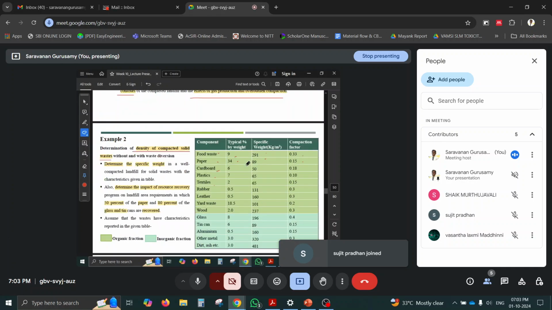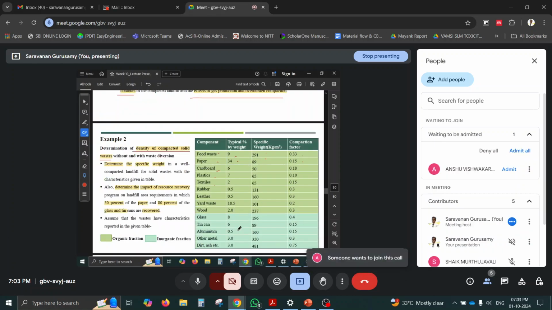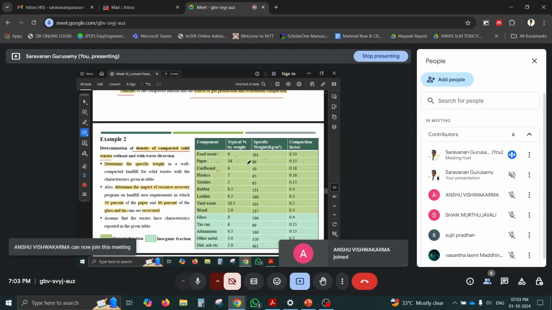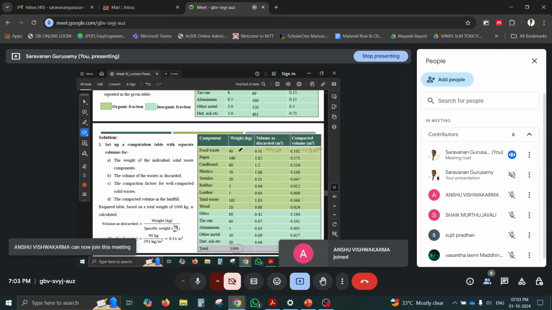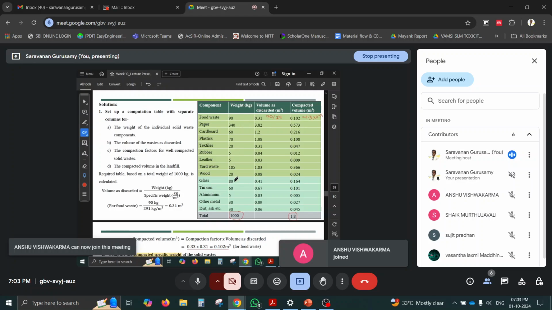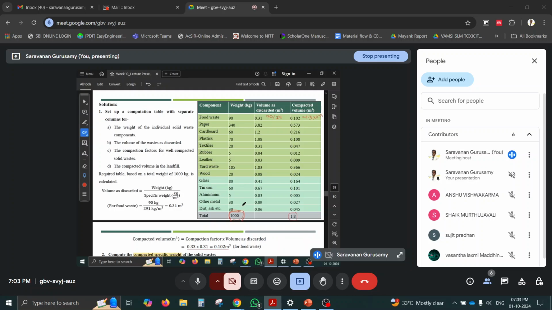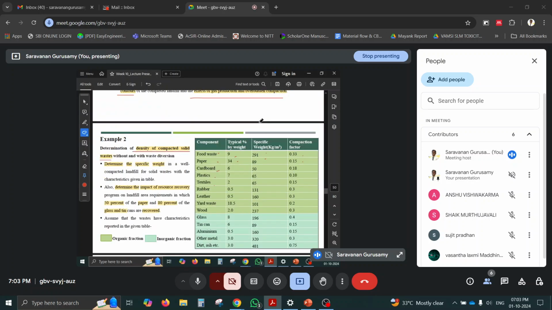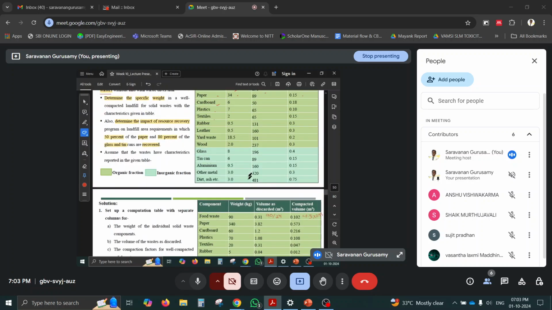It's in decimal, so I want to convert this into numerical form. I can directly multiply by 10 for all the values, so I will get a total of 1000 kg. If I multiply, or else you can do it directly without multiplication also. So the volume you can calculate by dividing the weight by the density.